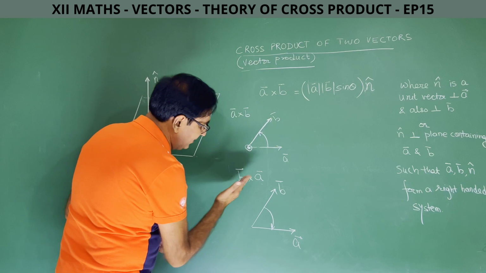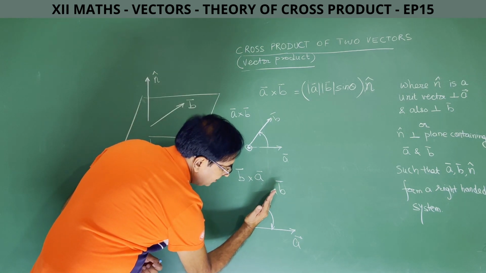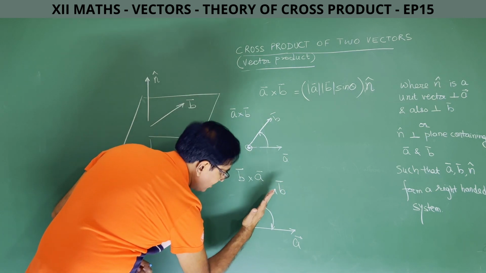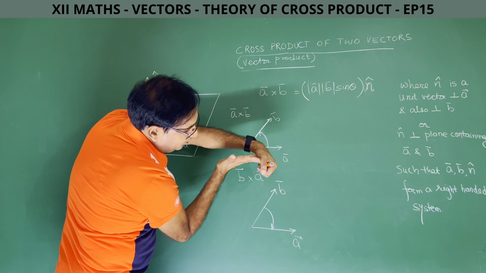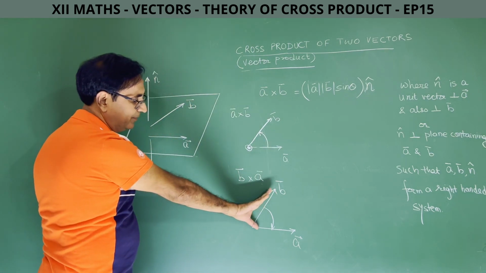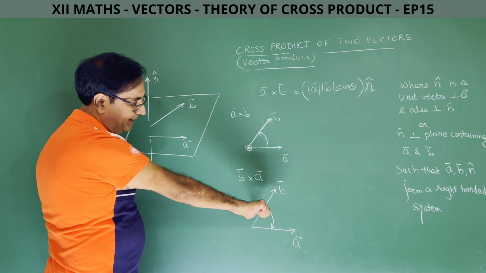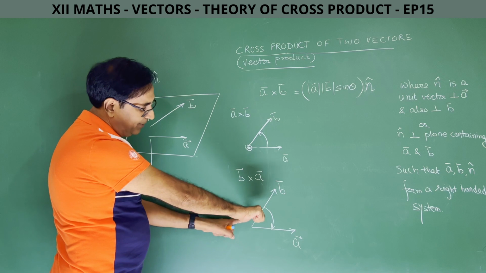So now keep your palm at B, curl your fingers towards A. If you do it like this, you are going to break your fingers. So you keep your hand like this on B, curl your fingers towards A, stretch your thumb. So now this is going inside the blackboard.